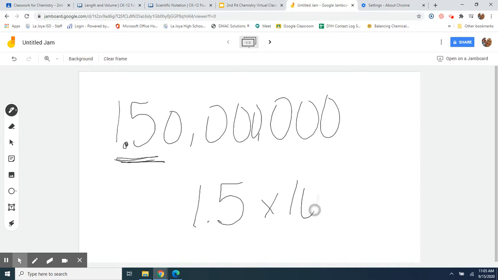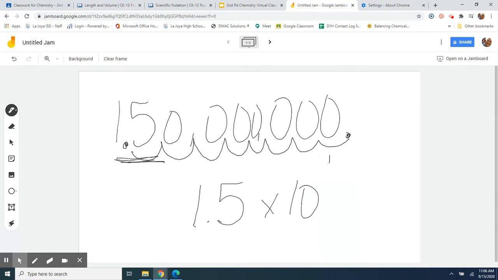Now this times 10 is always there. Now the only thing you need to figure out is the exponent, the little number on top next to 10. So originally my decimal was over here way in the back, and I need to count how many times it takes me to get to that decimal.